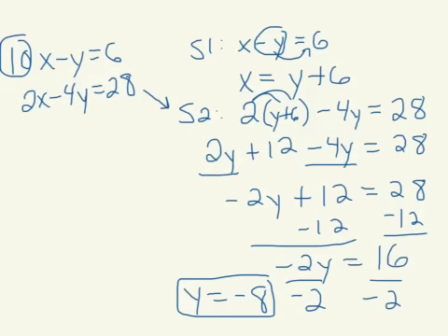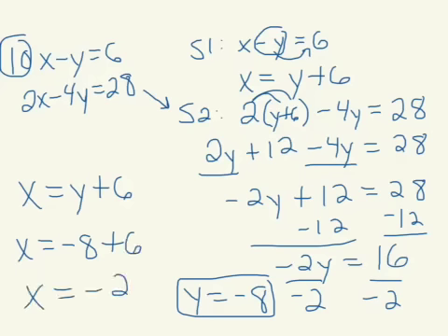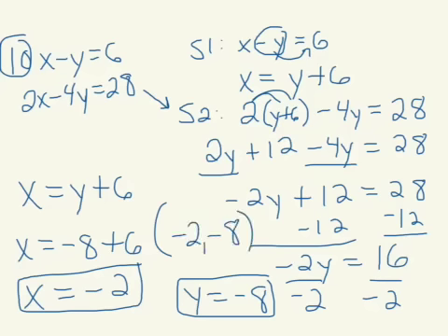That's the first half of my answer. Then the next step is to go ahead and take the equation from step 1, which is x equals y plus 6, and plug in the new value that we have just learned. And that's that y is actually negative 8. What's negative 8 plus 6? Negative 2. So that leaves me with the solution of negative 2, negative 8.